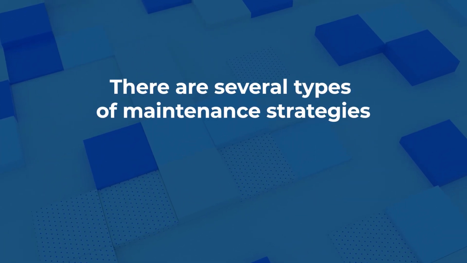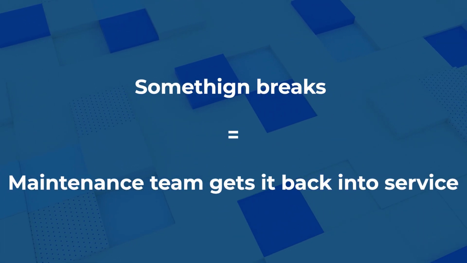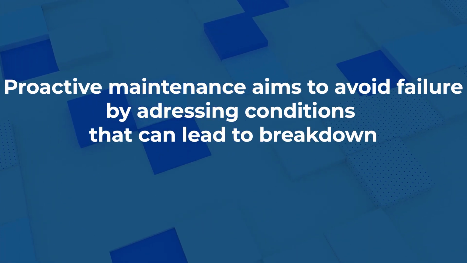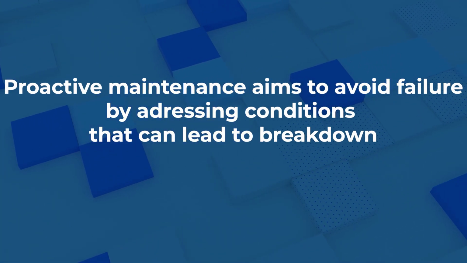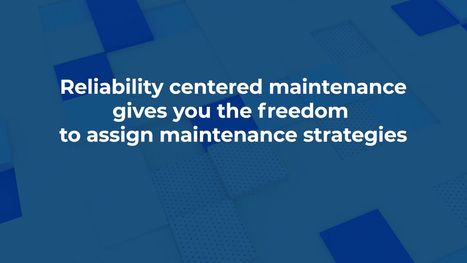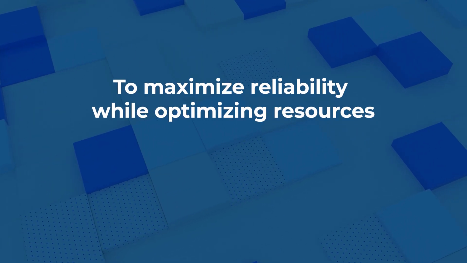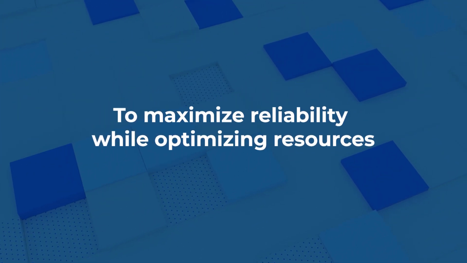There are several types of maintenance strategies. Reactive maintenance is the simplest form, where if something breaks, the maintenance team works to get it back into service. Proactive maintenance aims to avoid failure by addressing conditions that can lead to a breakdown. And reliability-centered maintenance gives you the freedom to assign maintenance strategies to maximize reliability while optimizing resources.